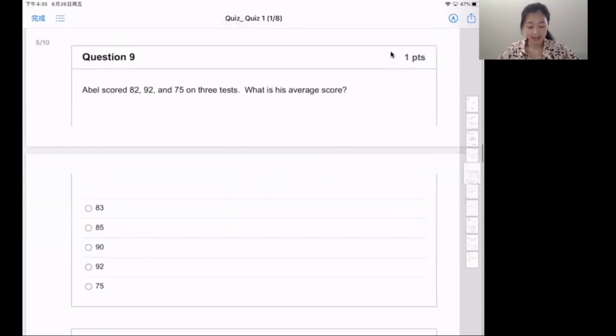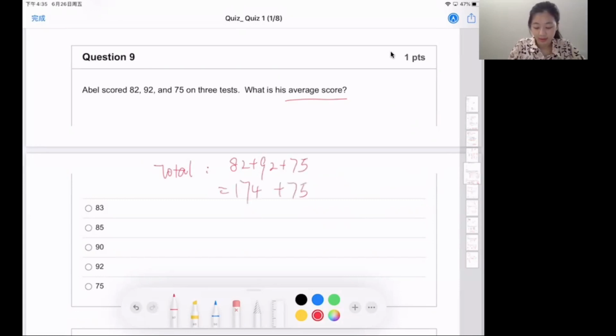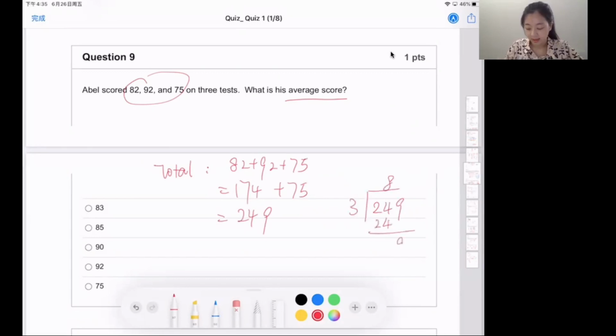Question 9. Average score. If we want to know the average score, we need to know the total score first. So the total score is 82 plus 92 plus 75, which equals 249. How can we know the average score? Here are 3 scores, so we use 249 divided by 3, so 83. Got it?